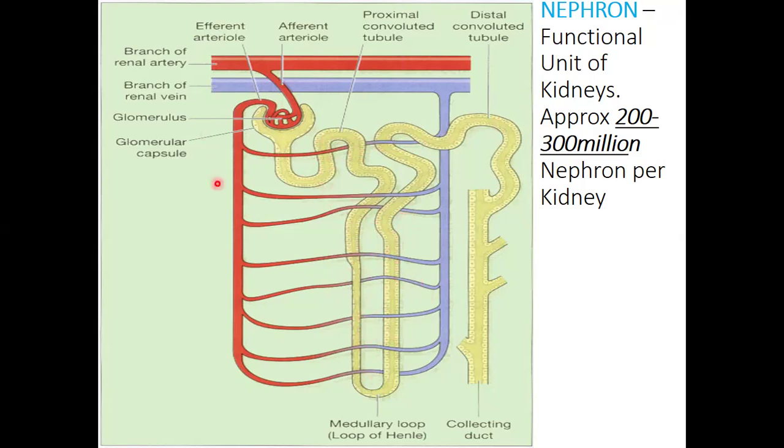So in your labels, at least you should have those major parts labeled: glomerulus, Bowman's capsule, proximal and distal convoluted tubule, loop of Henle, collecting tubule, and the collecting duct. Then you add the afferent and efferent arterioles. In this case, this is the afferent.